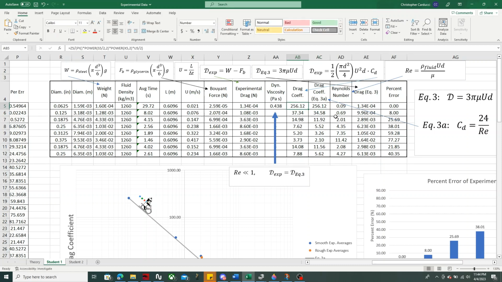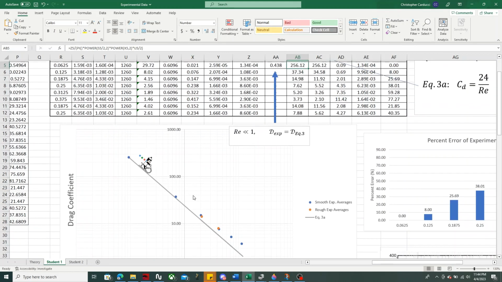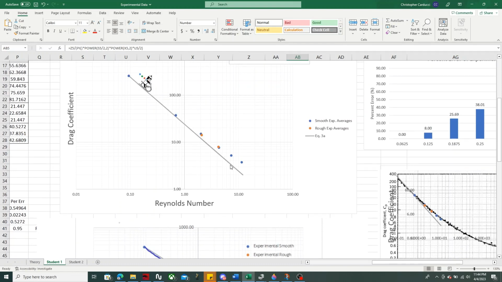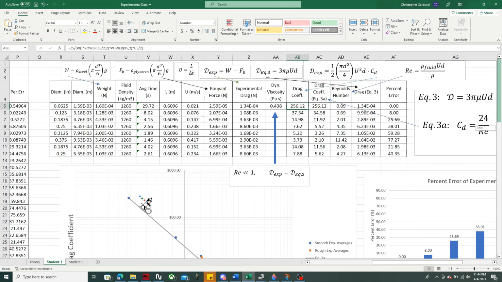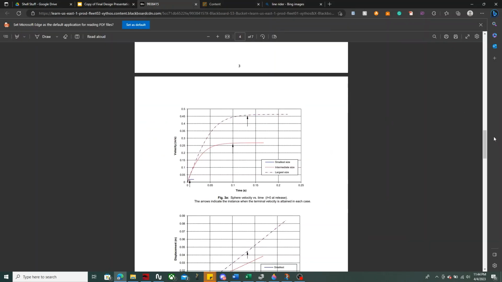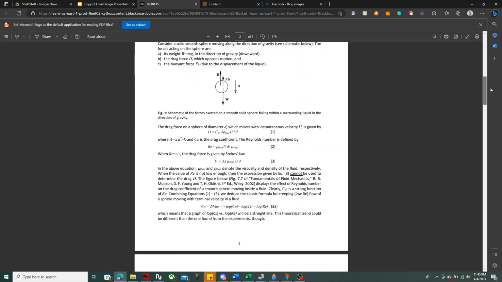I would recommend, if you want to get fancy, if you want to put this theoretical line here, make a column. I called it equation 3A. If you look in your lab manual, we go right here. This is where I got that equation from. It is essentially assuming Stokes flow.